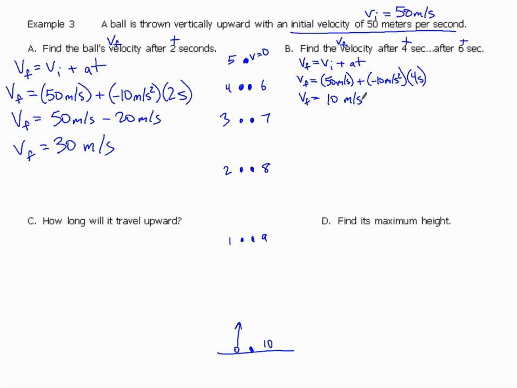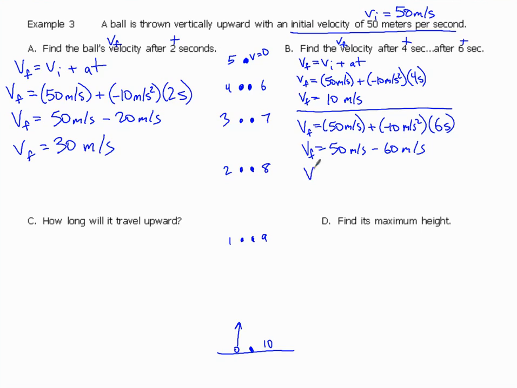And this agrees with what we were looking at here. After 4 seconds, so 50, 40, 30, 20, 10. And here's the numbers backing it up. After 6 seconds, we're going to use the same formula. Initial velocity is 50 meters per second. Acceleration is still -10. It's gravity. The only thing that changes here for our given numbers is the time. And for this one, we have 50 minus 60. Final velocity is -10 meters per second.